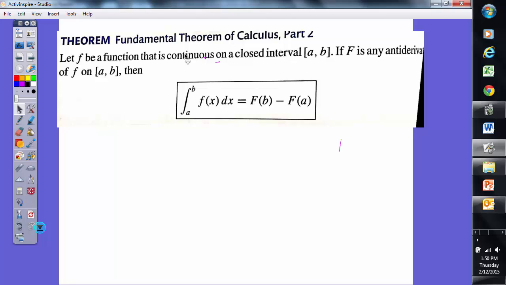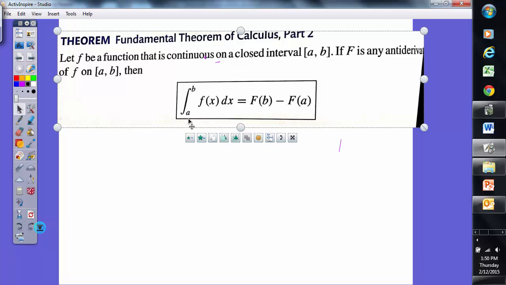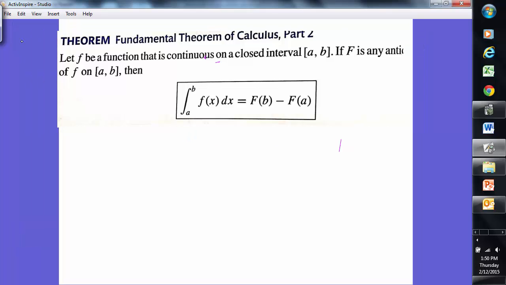Fundamental Theorem of Calculus Part 2. It's in your book on page 364 if you want to see it not snipped and pasted into this little thing. But what it is saying is, if you take the antiderivative of your function and you plug in the top limit of integration and you subtract the bottom limit of integration, you will get the area under the curve. Let's go back and look at what we've been doing and see how that worked.